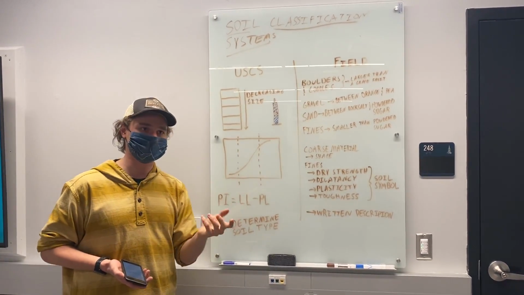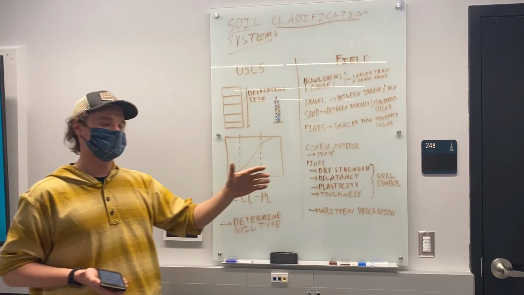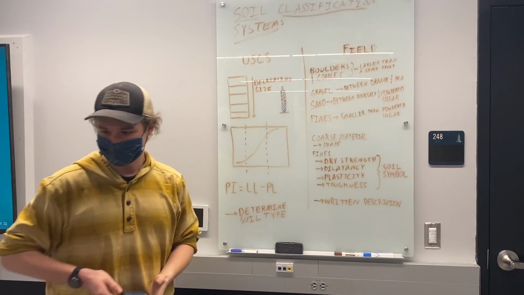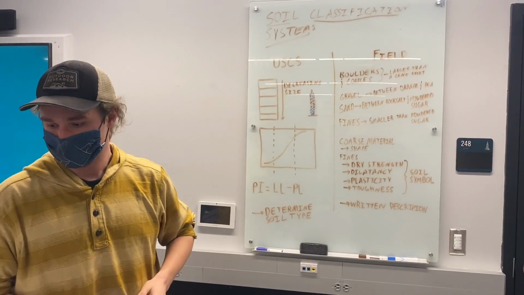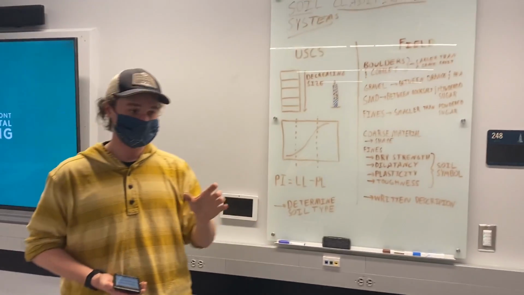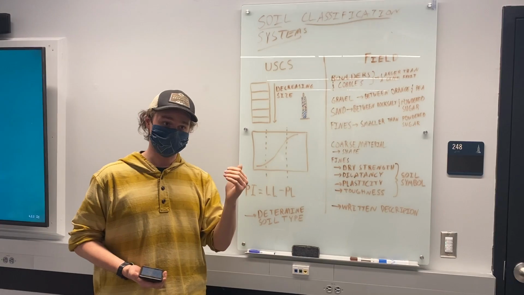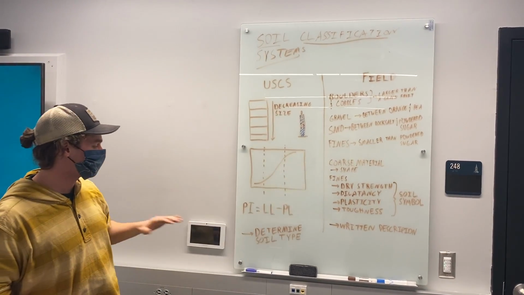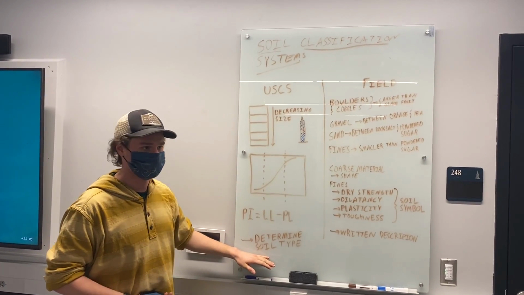The plasticity index is a quantitative measure of how often the soil has plastic properties. So for a soil that rarely exhibits plastic behavior, you're going to have a small plasticity index. And for a soil that often exhibits plastic behavior, you're going to have a large plasticity index. And from all this information, you can combine that to determine the soil type.